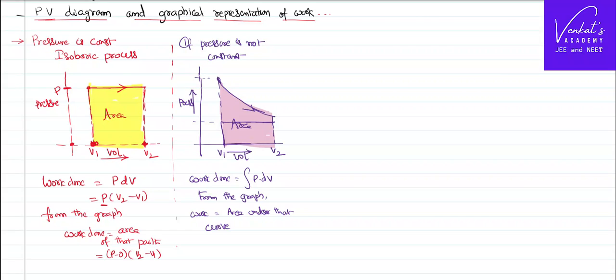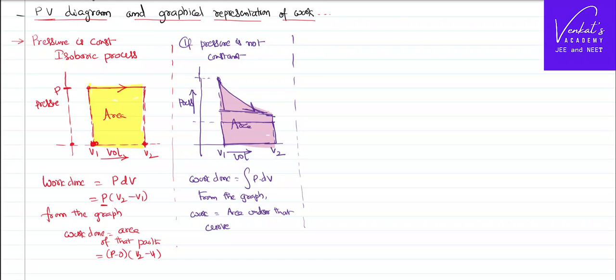How do you find that area? You can find the area of this rectangle using length and breadth. Of course, the rectangle is extended up to here. Above that is approximately a triangle. You can find the area of the triangle. The sum of both those areas gives the total work done in that process when the pressure is also variable. So when the pressure is variable, it's not a straight line. It's going to be a kind of curve.